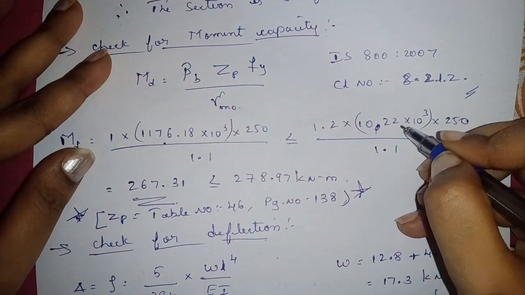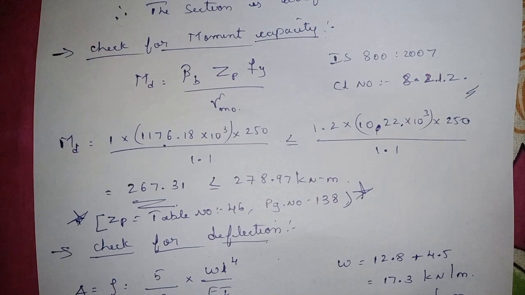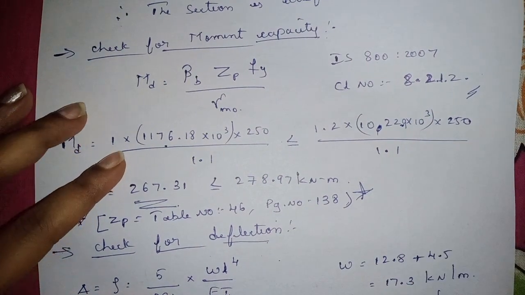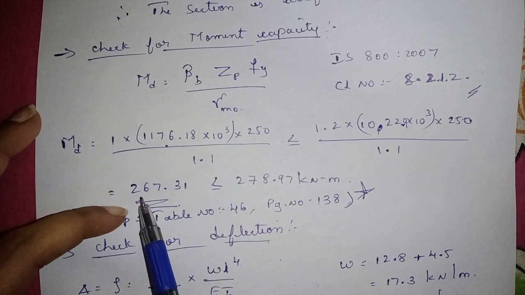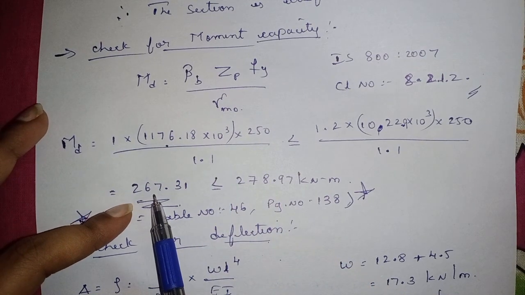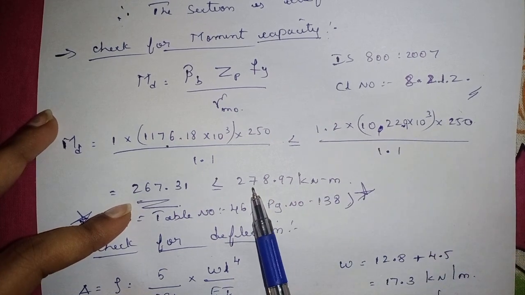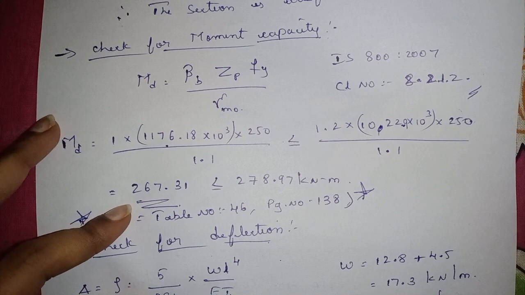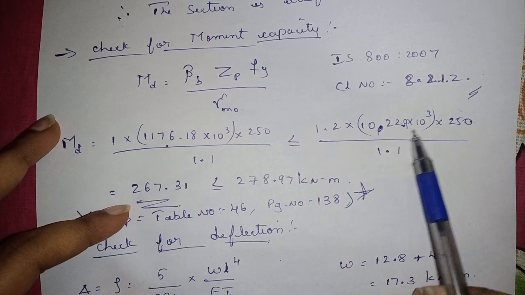This is not 10 point, this is 22.9. Okay, small mistake, 22.9. Got it? So now calculate this one separately. You will get it as 267.31. You calculate this separately, you will get it as 27897.97. So always this value should be lesser than this one.